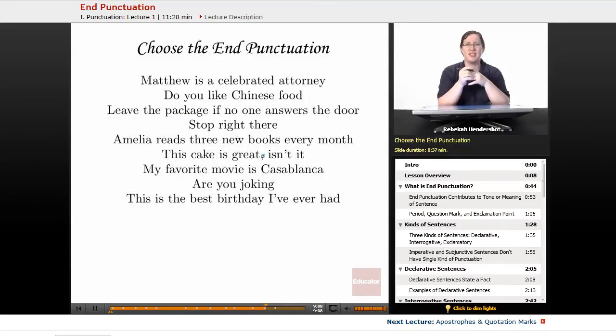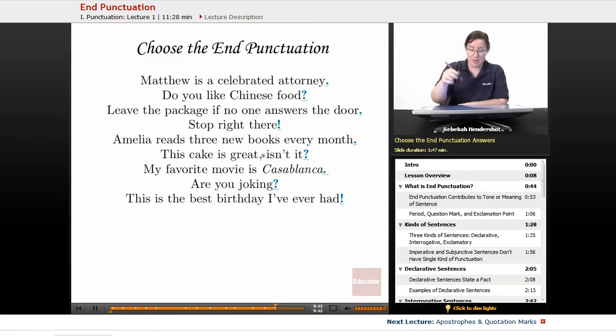Alright, so let's do a little practice with all of this. Take a look at these sentences and see if you can figure out what kind of end punctuation they need. Matthew is a celebrated attorney. Do you like Chinese food? Leave the package if no one answers the door. Stop right there. Amelia reads 3 new books every month. This cake is great, isn't it? My favorite movie is Casablanca. Are you joking? And this is the best birthday I've ever had. Take a good long look, pause the video if you need to, and see if you can figure out what punctuation belongs at the end of each of these sentences.